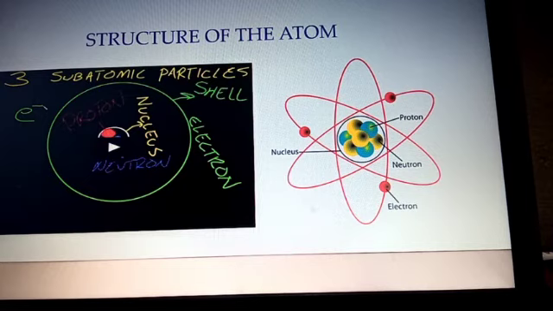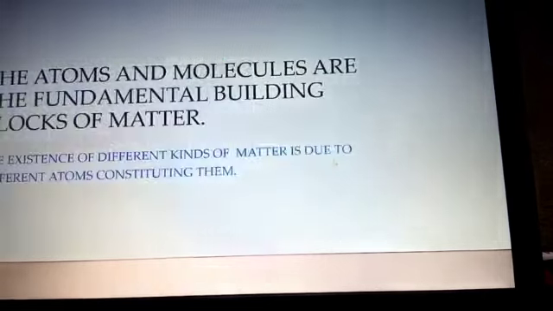In the second structure, you can see very clearly, children. So the middle part of the atom is nothing but the nucleus. And here you can see the protons, the blue color one, which is protons. This one, this is neutrons, and the electrons are revolving around the nucleus. Okay, children? Right.